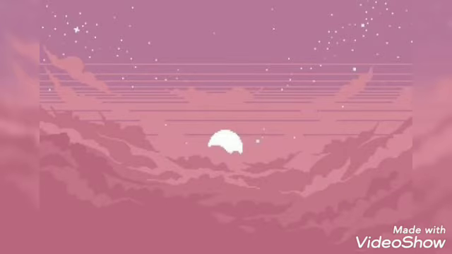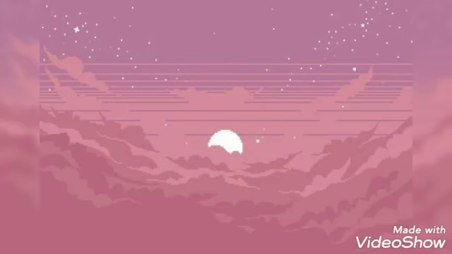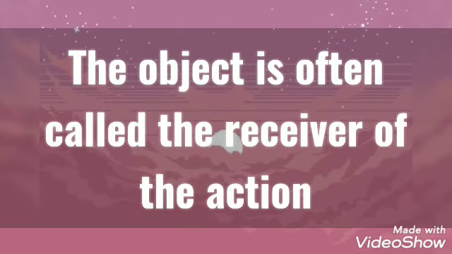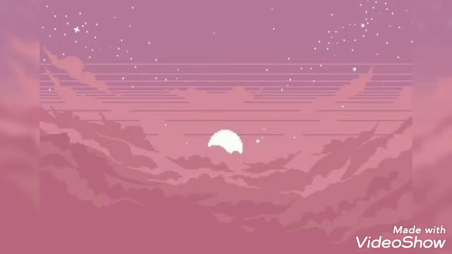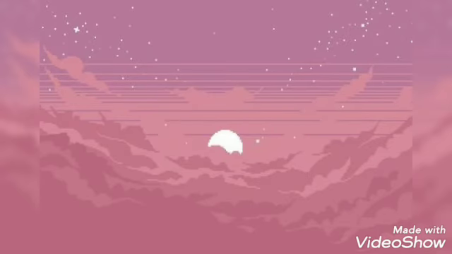Okay, now we move on to the object. In some sentences, the verb has an object, or thing it refers to, that completes the meaning of the sentence. You might think of the object as the person, place, or thing upon whom or which the action is performed. The object is often called the receiver of the action. Here are a few sentences in which the object is underlined.